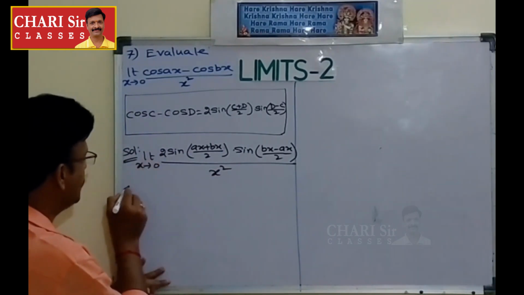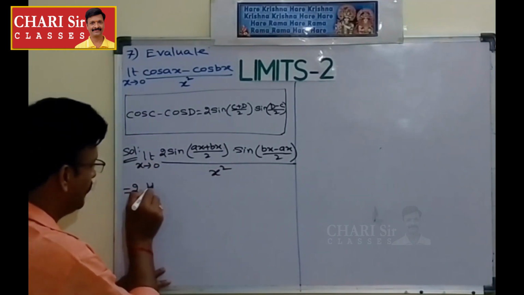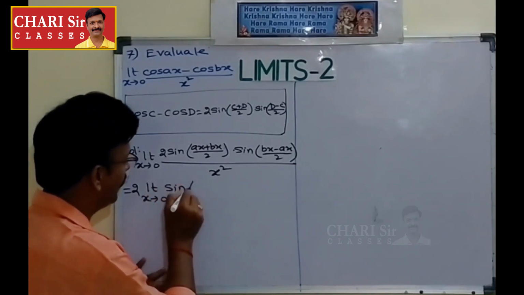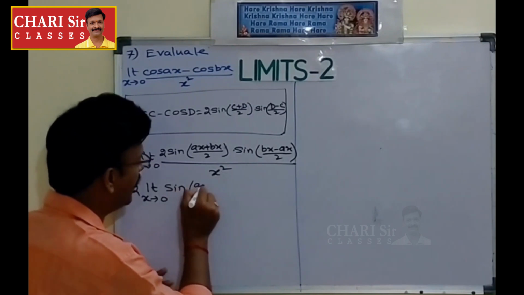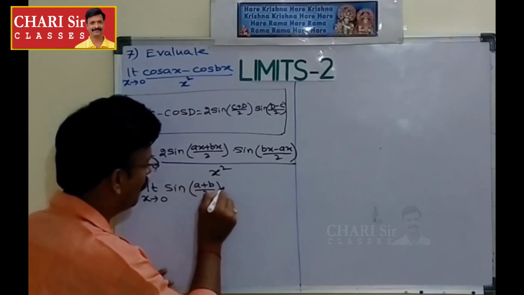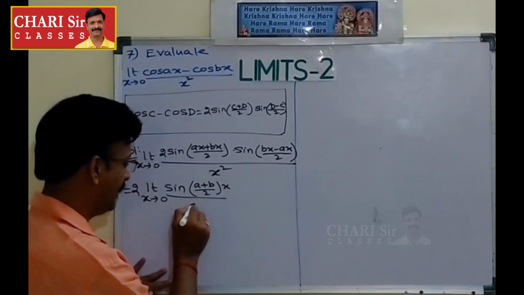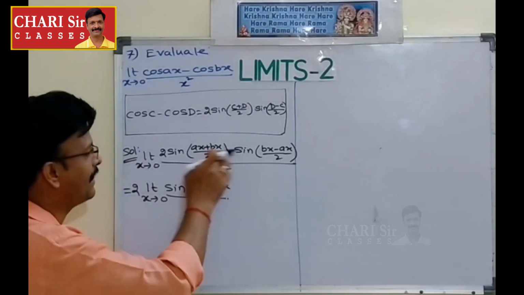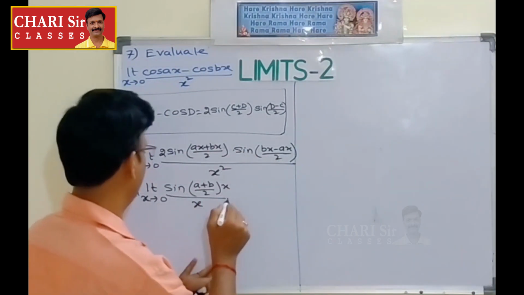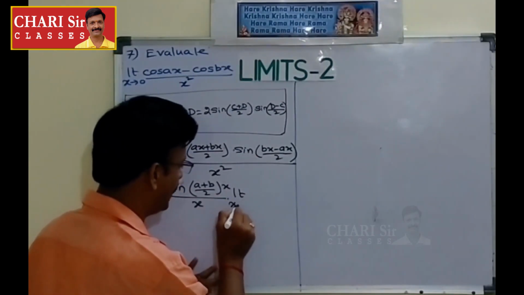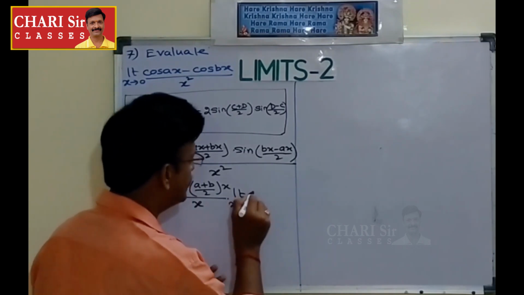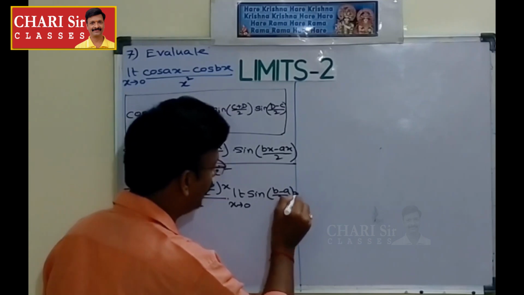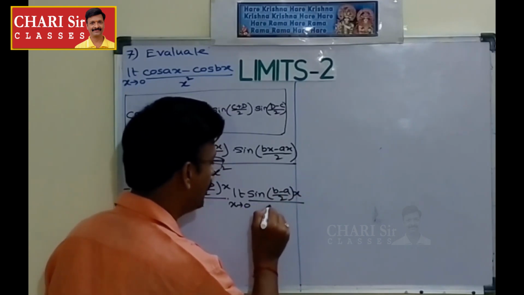Now here constant 2 is there, we can write 2 outside, and limit x tends to 0 of sin a plus b by 2 of x, since x is common, total divided by x. We write x into x, because x square is there, one x for each function, and I am writing separately the limits. Limit x tends to 0 of sin of b minus a by 2 of x, total divided by x.